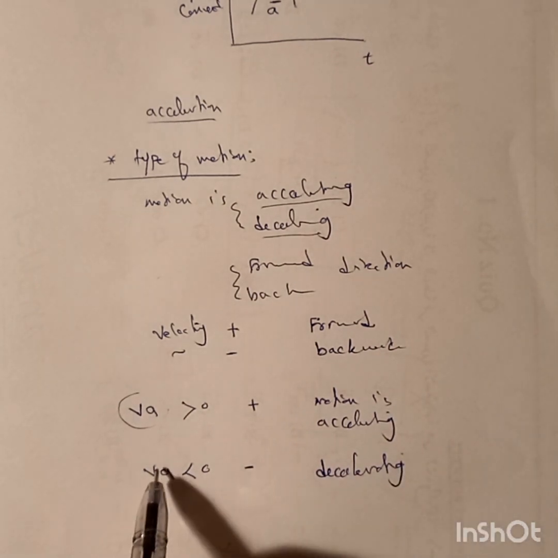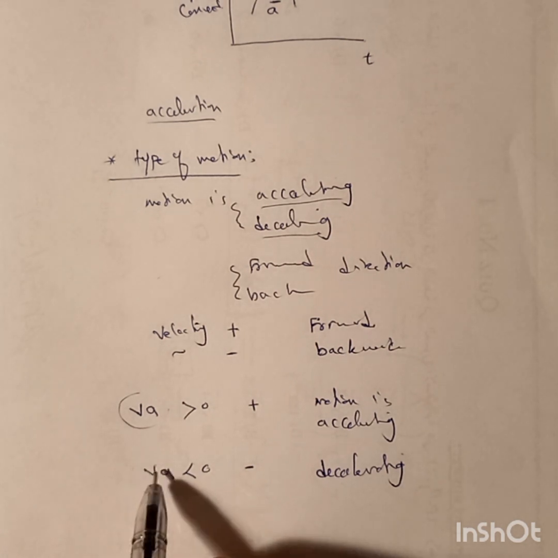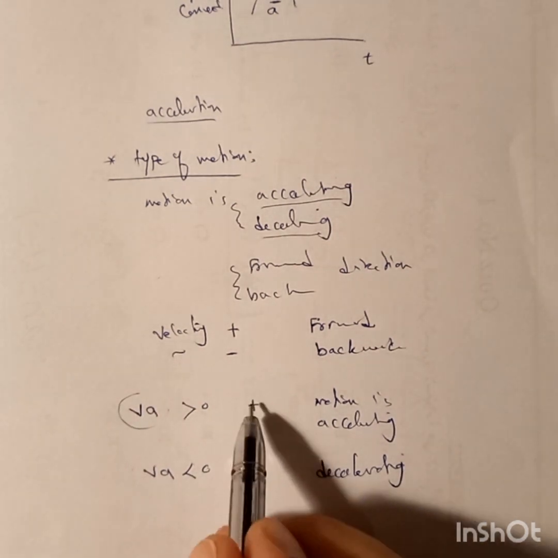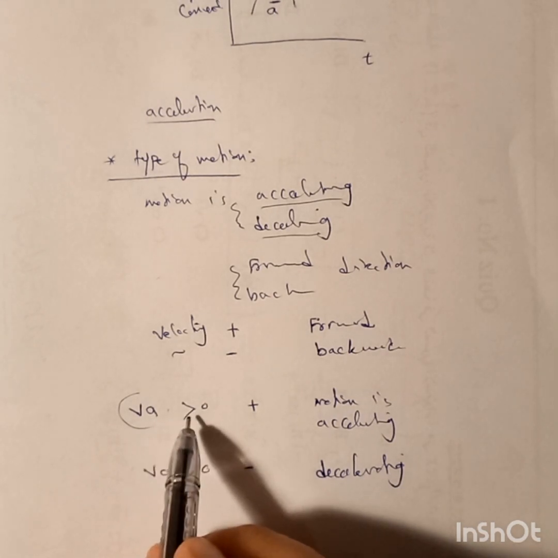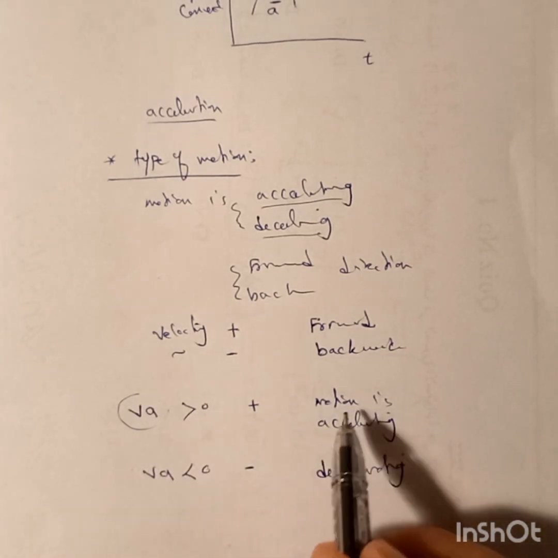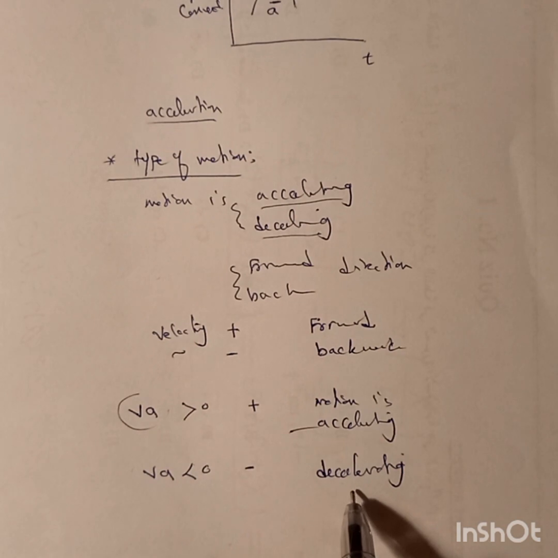Okay, then we have to find, at any moment or any time interval, V, the velocity, and A, the acceleration of the motion of this body, and multiply V times A and check the sign of the outcome. If this quantity VA is greater than 0, or positive, then the motion is accelerating. And if VA is negative, then the motion is decelerating.